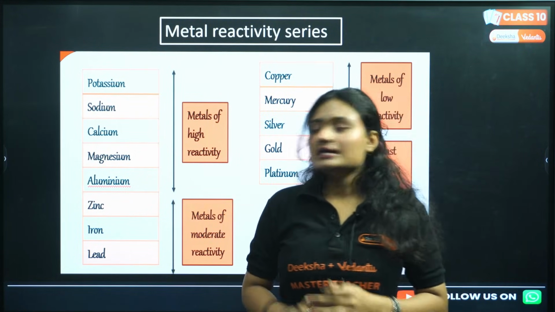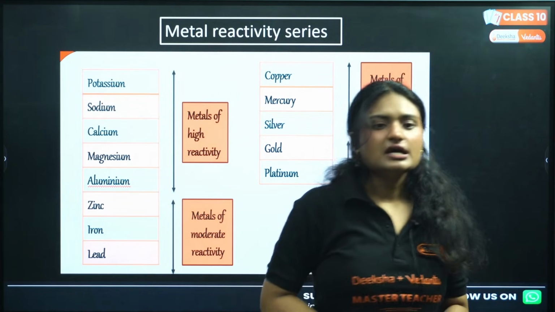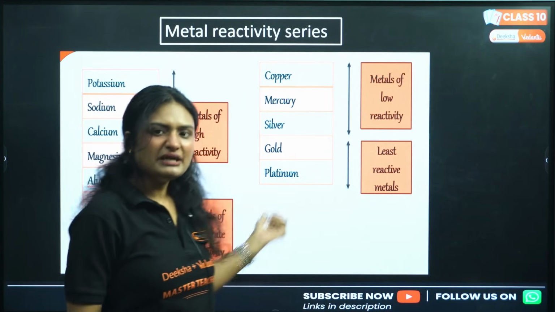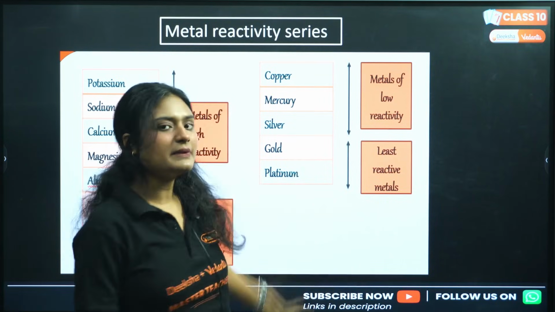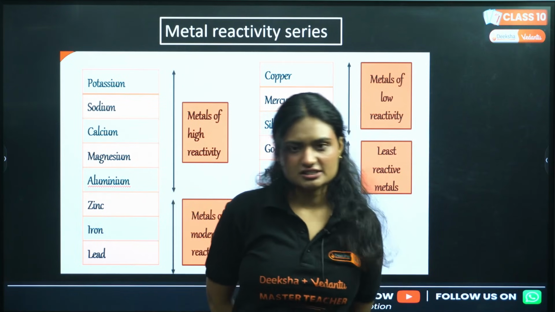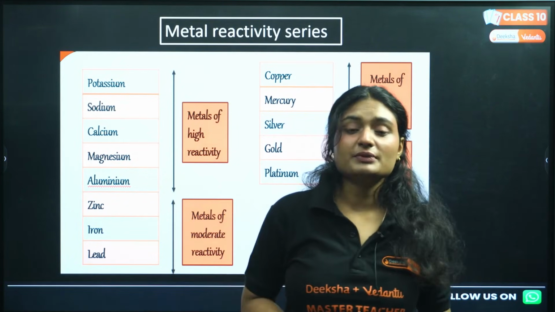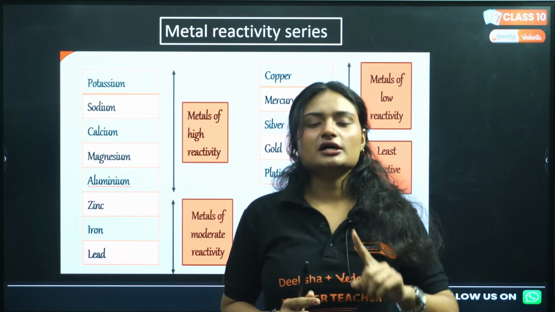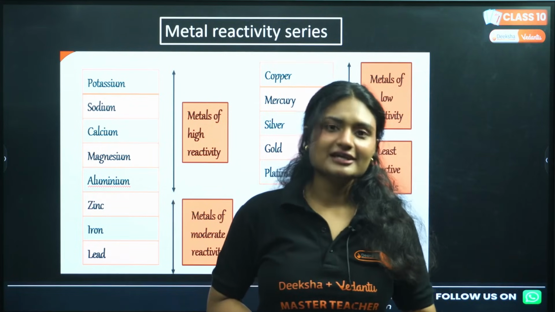And then we go to zinc, iron, lead. They are the metals of moderate reactivity. And then we have copper, mercury, silver. They are the metals of low reactivity. And in the last, gold and platinum come under the least reactive, or you can say non-reactive, category. Now why does it matter, ma'am, which metal is lying at what position? Because depending on this position, it tells which metal will undergo electrolytic reduction and which metal will undergo electrolytic refining. Now how?